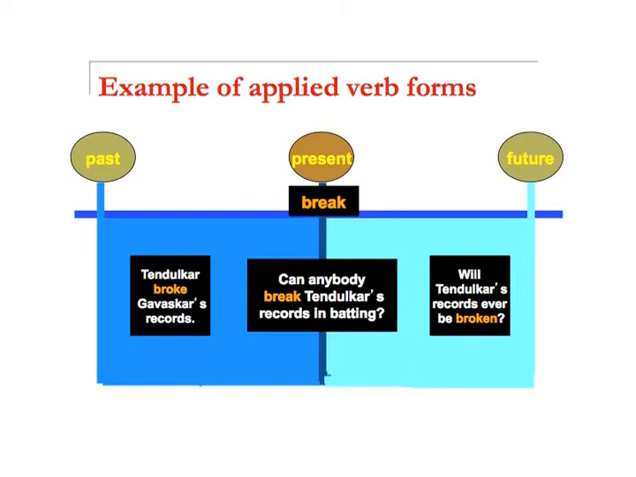Let's talk about the past form using the same example. Tendulkar broke Gavaskar's records. Now Gavaskar was also a batsman in the Indian cricket team. Tendulkar came in and he broke. उन्होंने तोड़ा. आज नहीं वो तोड़ चुके हैं गावस्कर का record. So it is something that has already happened. It's history, and history is something which has gone by. It is not happening right now. So Tendulkar broke. Broke becomes your verb in the past form.